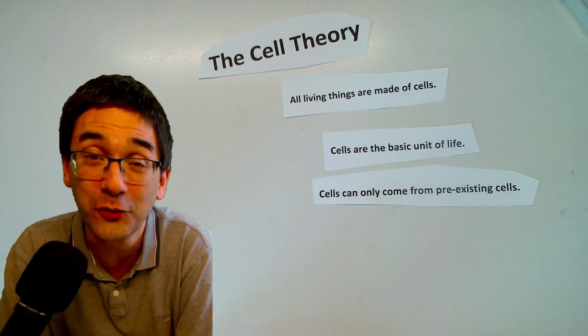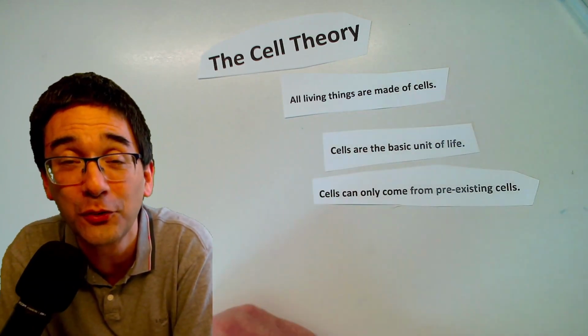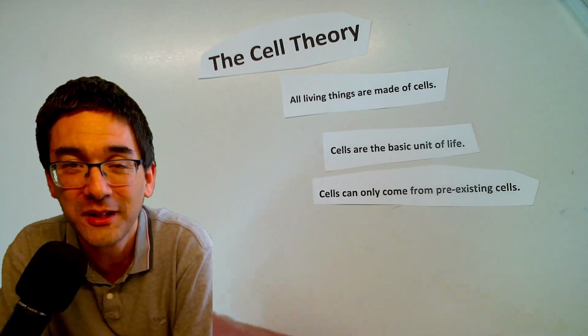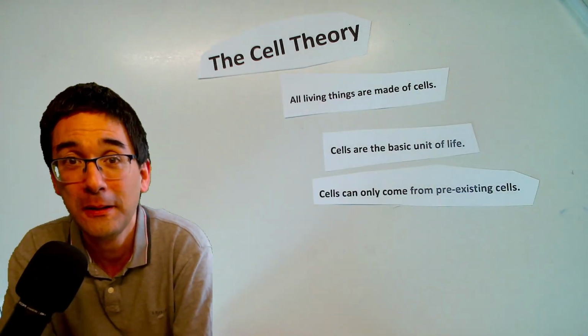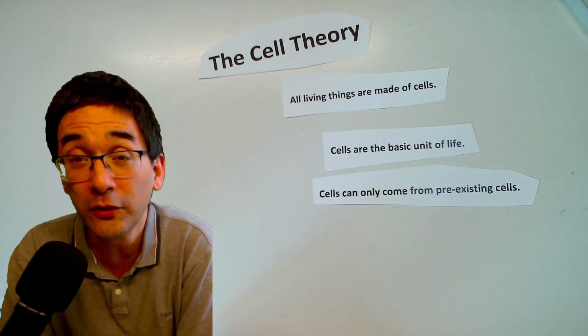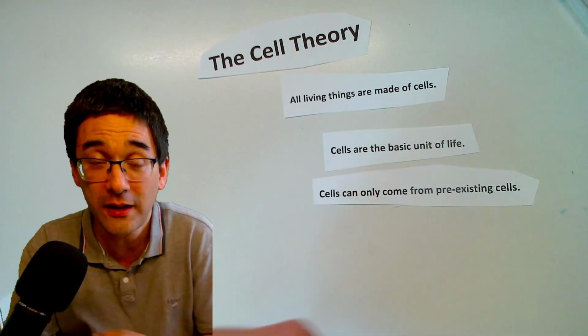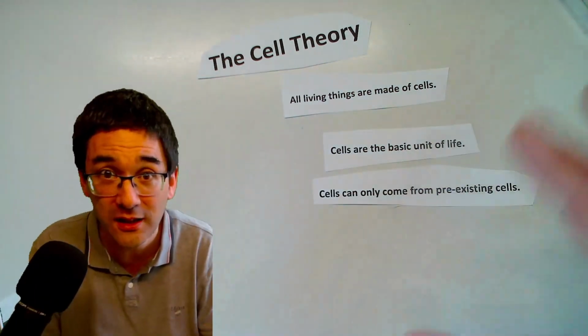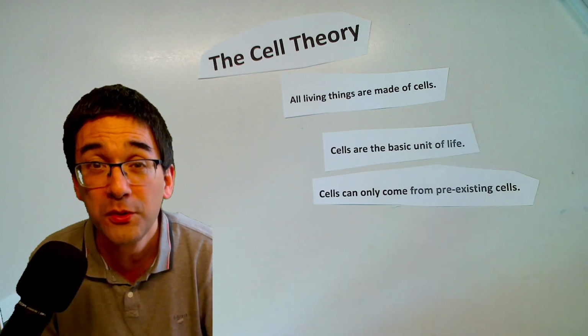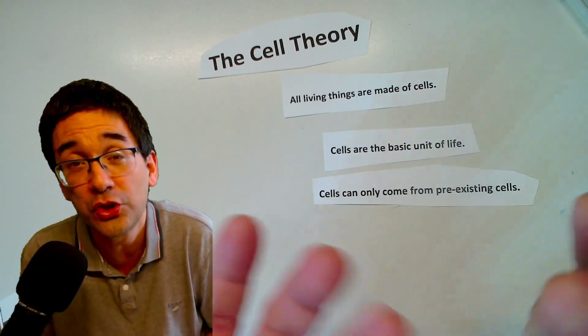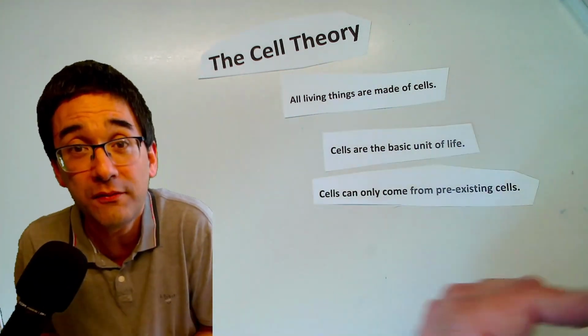Well, I have to tell you that the first cell, of course, must have come from non-living material. But nowadays we do not observe this. It's not like I'm looking around in nature and I see cells popping up all over the place. No, you need to have a cell there first, which then reproduces, divides, and then you have a second cell.